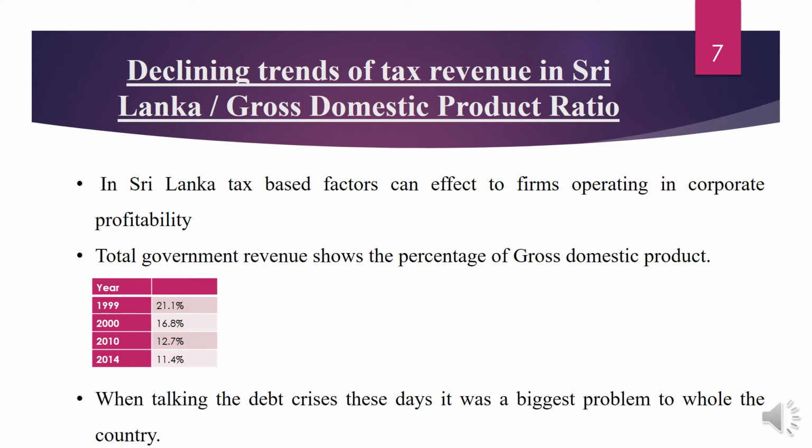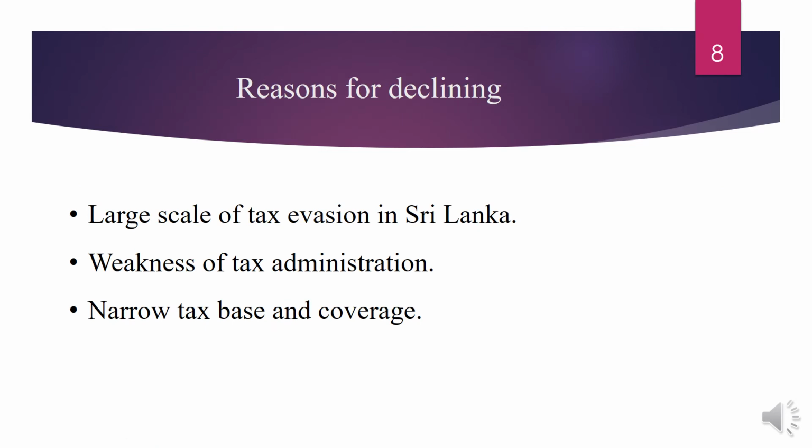Debt to GDP has increased from 72% in 2014 to 86.8% by 2019. Reasons for the decline. Large-scale tax evasion. Some professionals, lawyers, doctors and accountants hide their real income. Sometimes they pay small portions of their total income and pay less tax, while others completely evade taxes.